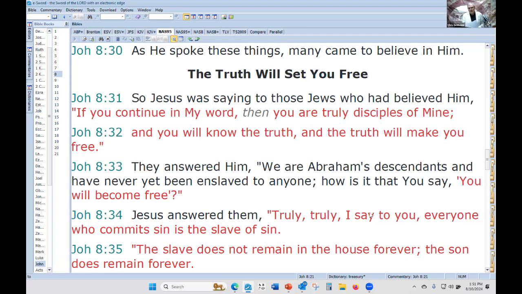So that's very noteworthy. And they come back and they say, "We're Abraham's descendants and have never been enslaved to anyone. How is it that you say you will become free? Oh, you haven't been enslaved, have you?" Abraham's descendants haven't been enslaved. That's the biggest miracle of a Jewish person, the Exodus. Our fathers were under the cloud. Isn't that what Paul says? Isn't that how they relate to each other? Their whole thing about freedom versus slavery, and for them saying they've never been enslaved to anyone, there's a little bit more hubris there, right?